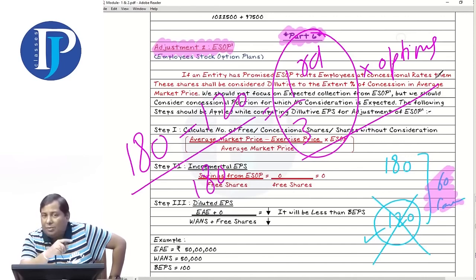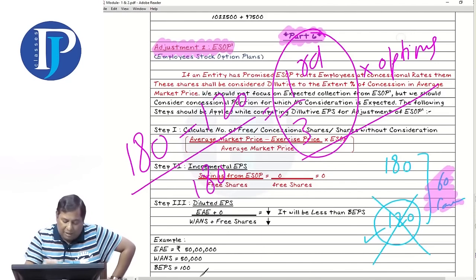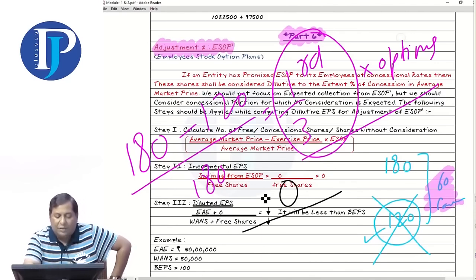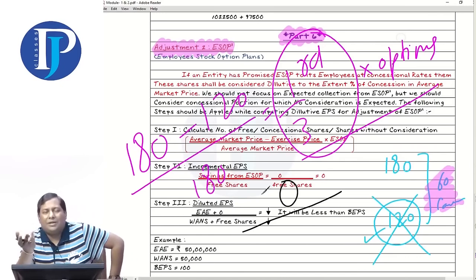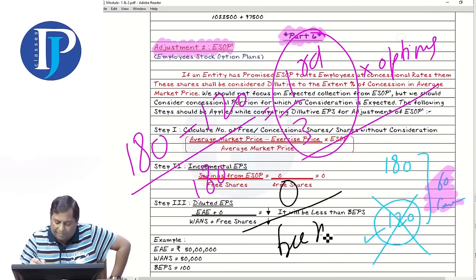But I told you one thing in the last video: finding the incremental EPS of every potential equity share is mandatory in Ind AS 33. First, we will find the incremental EPS of this one. It's simple, savings are 0. What savings should be there in ESOP? Shares should be there below. It is free shares.